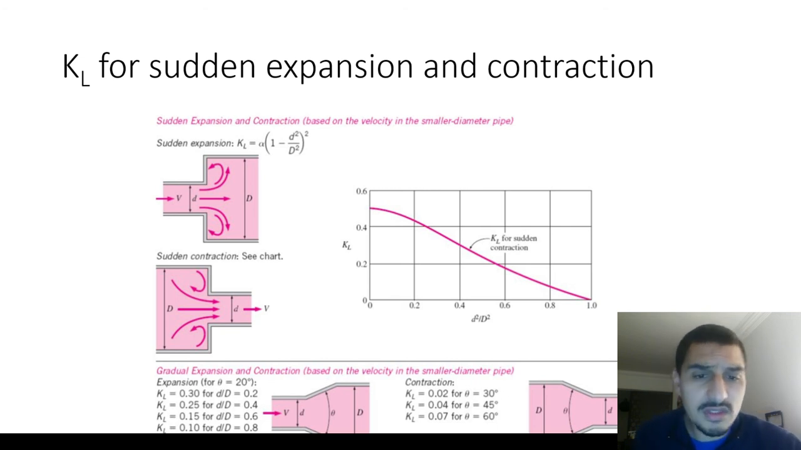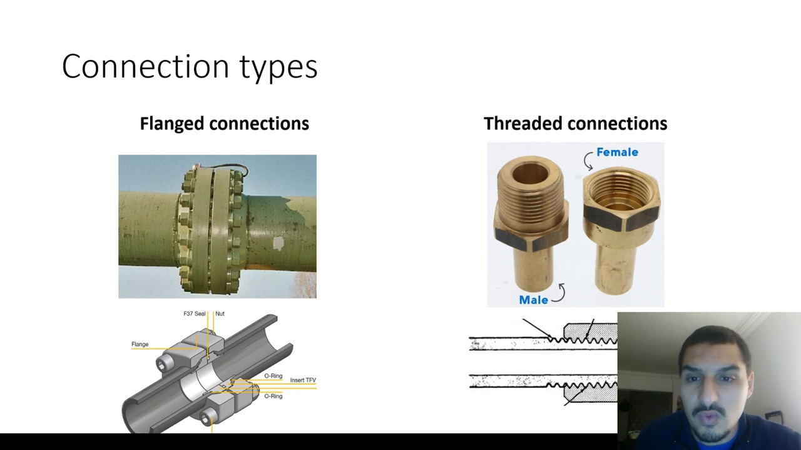Of course, you will find in literature a lot of tables and data and graphs for different types of losses. I'm just showing these for the sake of demonstration, just to have an idea how we do the extraction of the KL data. One last thing here is how we connect the pipes. There are two common ways of doing the connections.